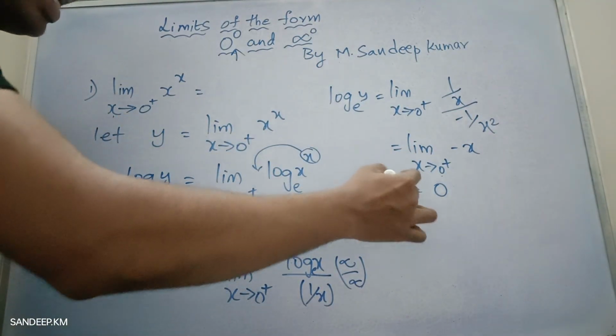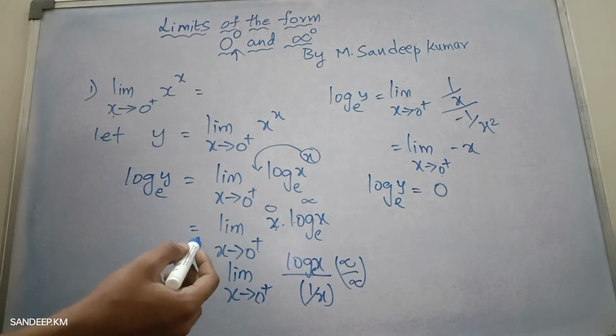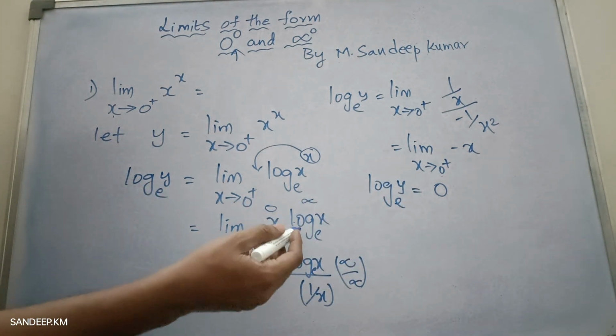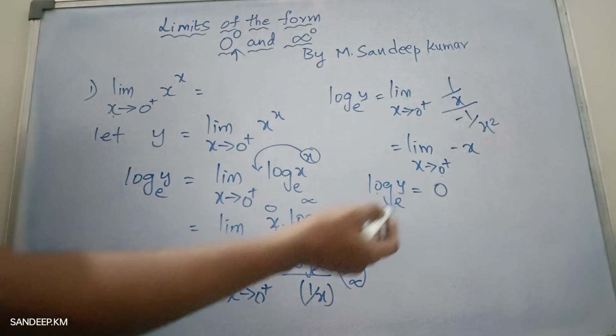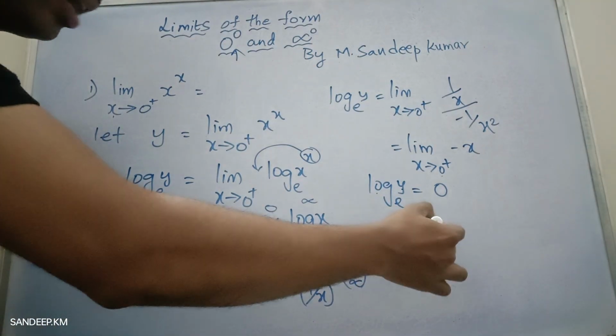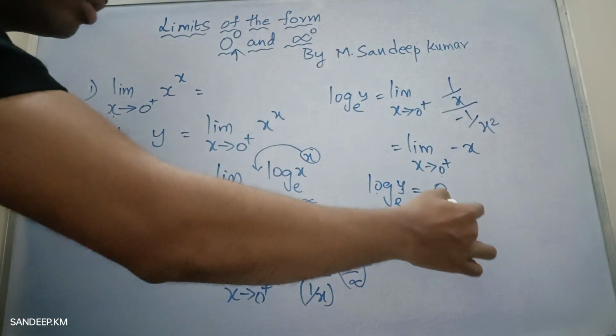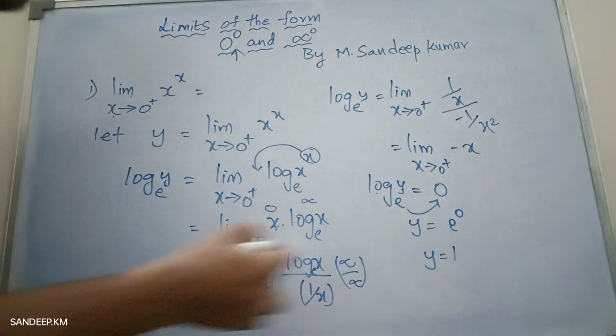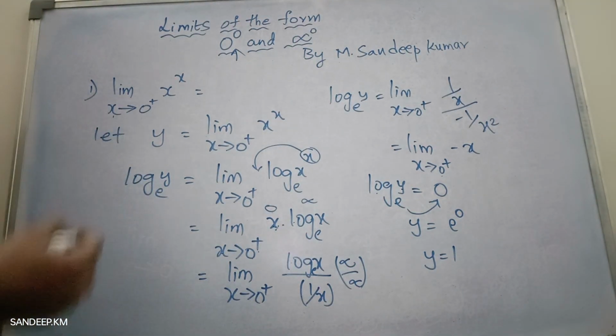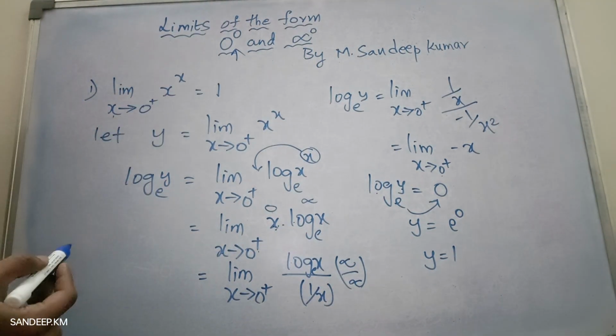What is 0 here? The answer is not 0. Log y base e is 0. Now again, converting the logarithmic function to the exponential function, we get y equal to e power 0, and the value is 1. So e power 0 is 1. Therefore, dear students, the answer for this particular question is 1.